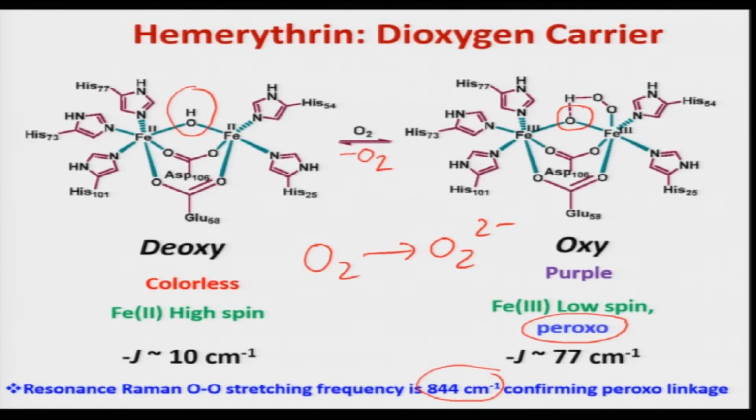So, this coupling is much stronger, and this also confirms that this is indeed mu oxo, because we have seen in model studies that if it is converting from mu hydroxo to oxo, there is a huge change in the coupling constant values also.